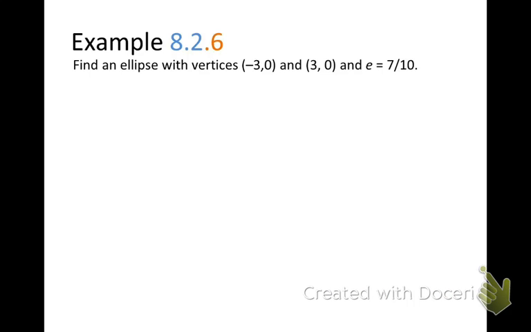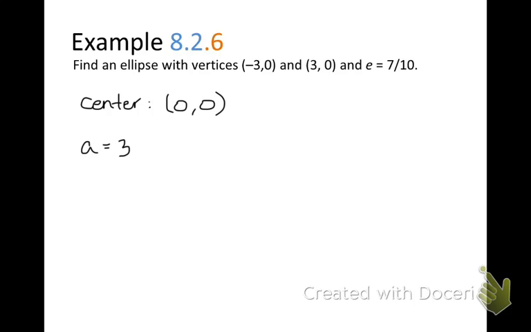You want to find an ellipse with vertices at negative 3, 0, and 3, 0, and with an eccentricity of 7/10. If you have vertices at negative 3, 0, and 3, 0, can you tell me where your center is right off the bat? 0, 0, because it's perfectly symmetrical. What distance is 3? Which value is that going to be? A. The distance from the center out to the vertices.